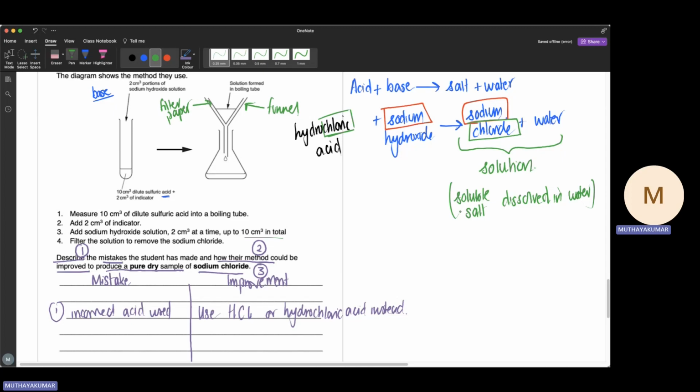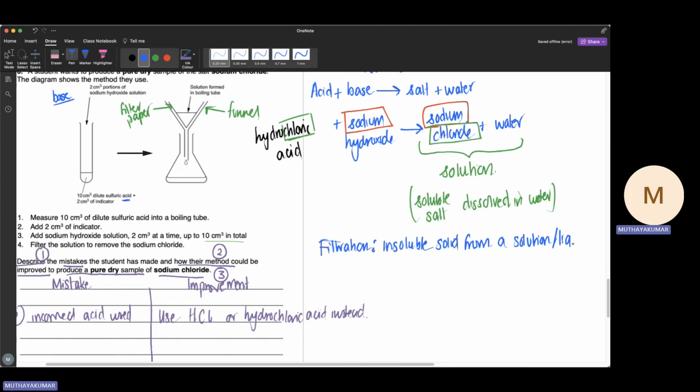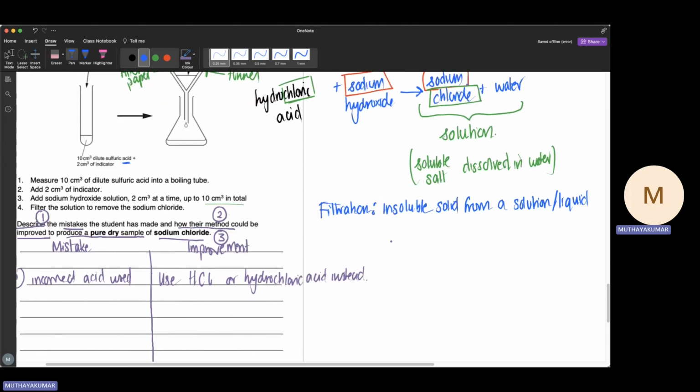Now, we cannot separate a soluble salt from a solvent using filtration. Earlier on, we looked at another question relating to separating techniques. Filtration is used for an insoluble solid, which you want to separate from a solution or a liquid. The technique we want to use instead for a soluble solid from its solvent is either evaporation or crystallization. We can write crystallization.